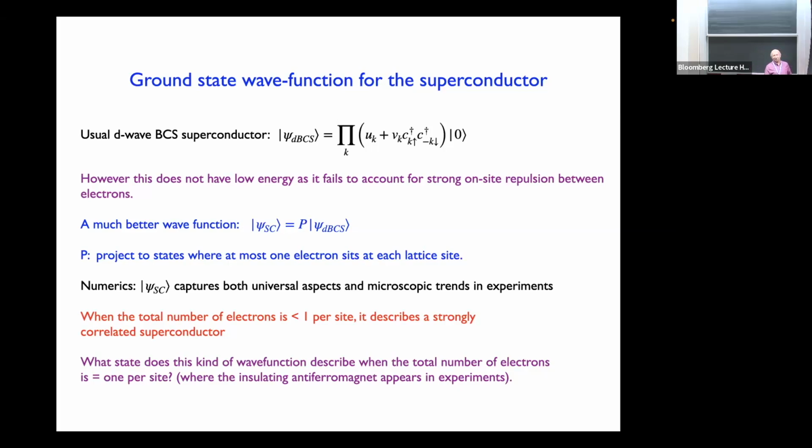So the natural question to ask is what happens to this kind of wave function as you increase the total number of electrons so that it's equal to 1 per site, because that's the limit at which in the experiments you don't have a superconductor, instead you have an insulator, right? And where you have long-range antiferromagnetism, right? So given the success of this wave function, you want to understand what happens to it when there's no dopants in the system.